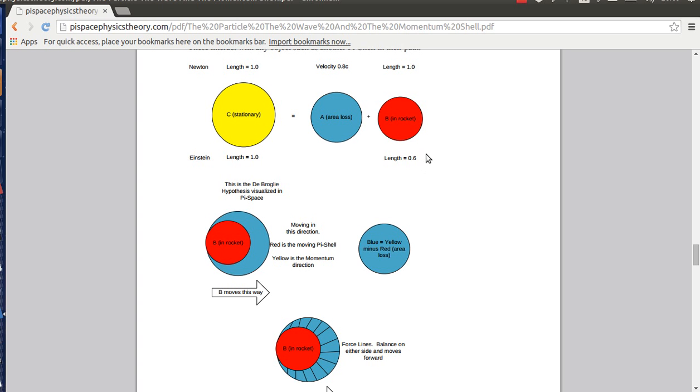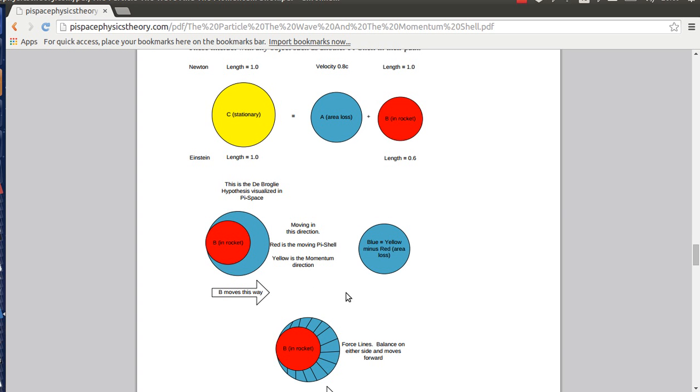This is obtained using the Lorentz-Fitzgerald transformation. So what that tells you is that 0.8 is the amount of area loss on the observer pi shell, and 0.6 is the size that the rocket remains at. If we embed one in the other, we get a rocket with a momentum shell around it in blue, and the blue area is the yellow minus the red, giving us this blue area here.